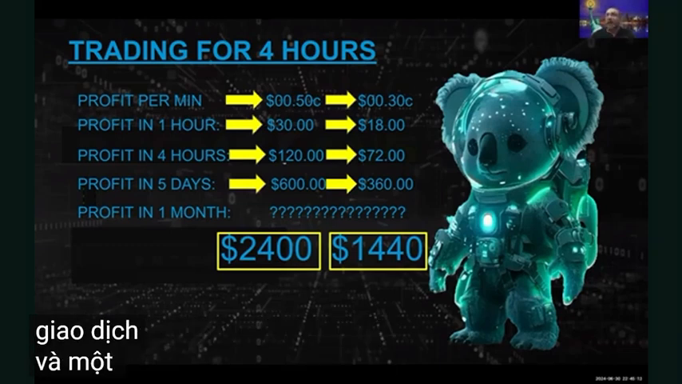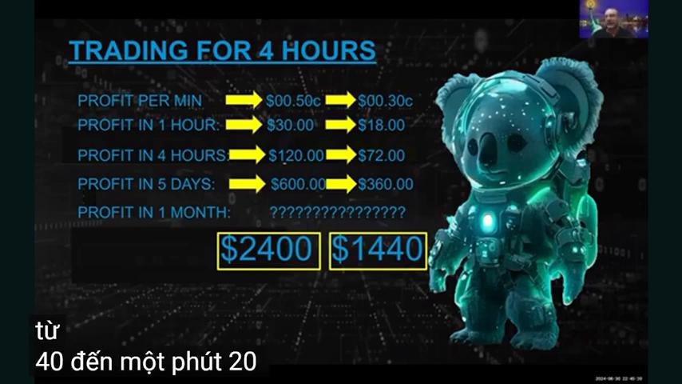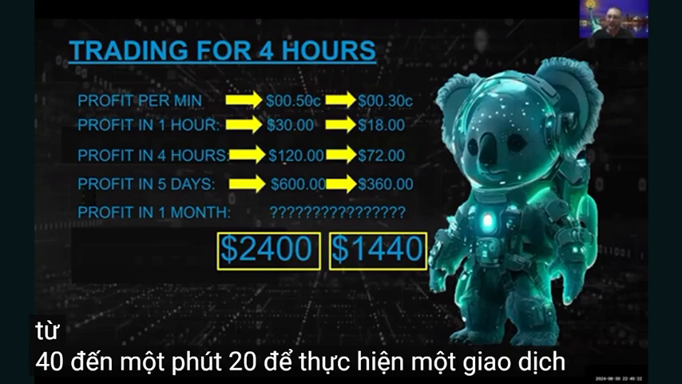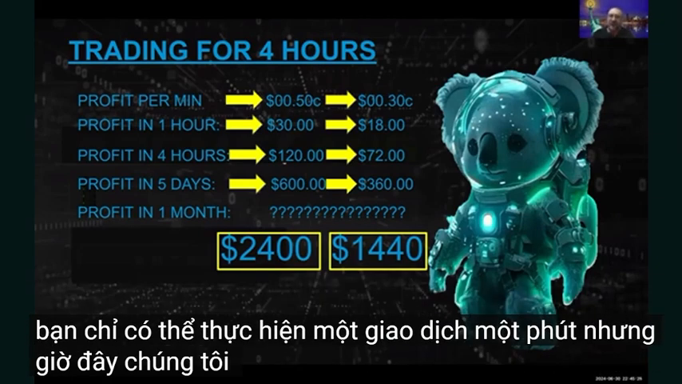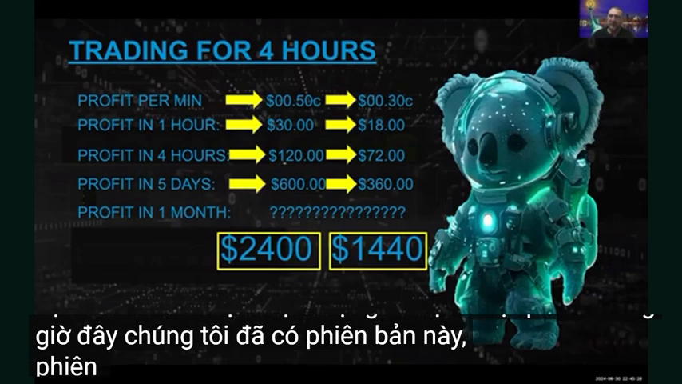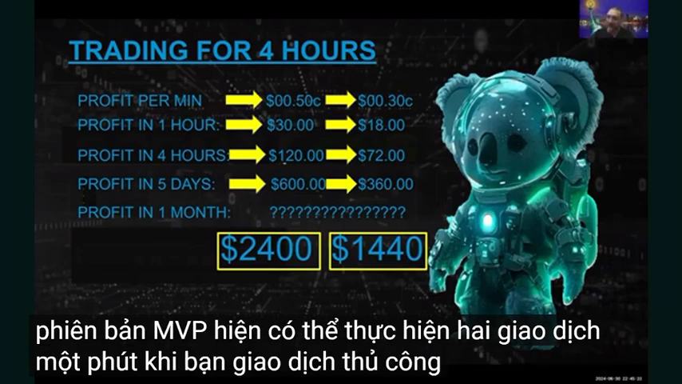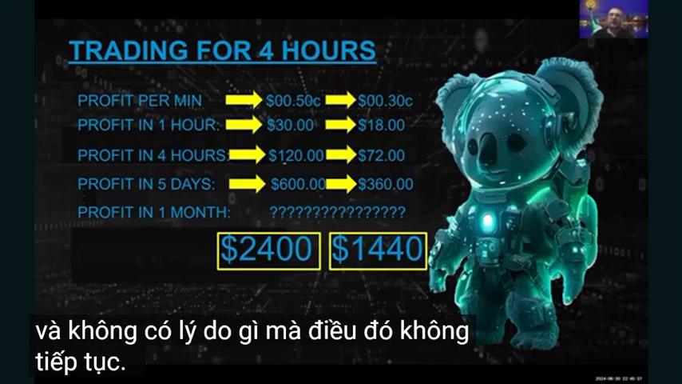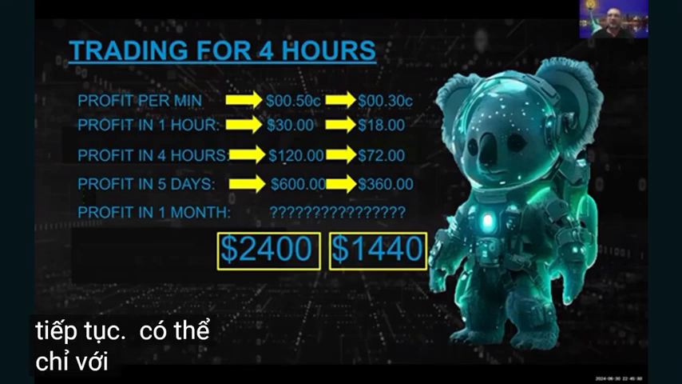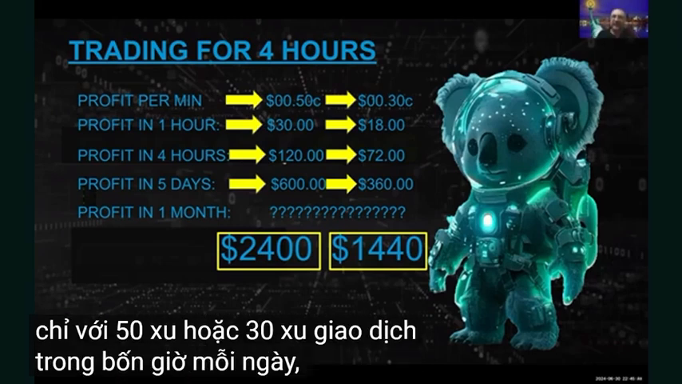And one trade was taking between 40 seconds and a minute 20 to do one trade. So you could only do one trade a minute. But now that we've got this version, the MVP version, that's now able to do 2 trades a minute when you're trading manually, and there's no reason why that wouldn't continue. This is what's possible with just either 50 cents or 30 cents trading for 4 hours a day.